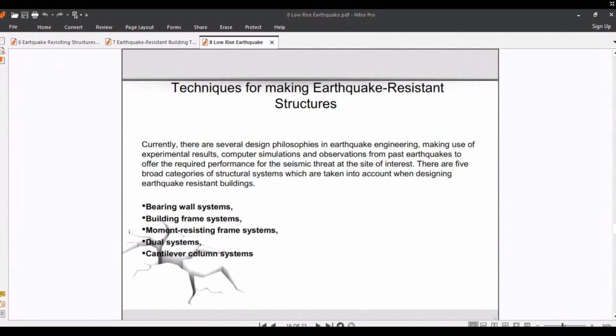Okay, another slide shows the techniques for making earthquake resistant structures, in the base of structure. Resistance.